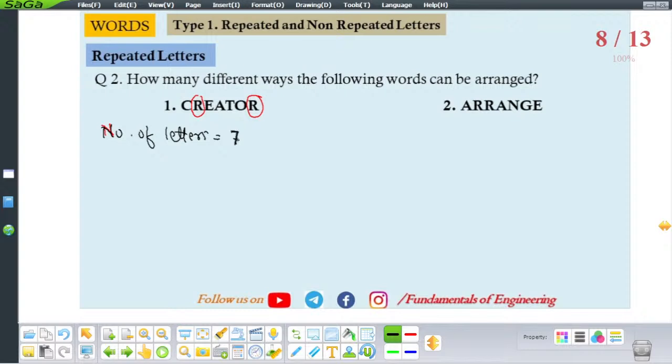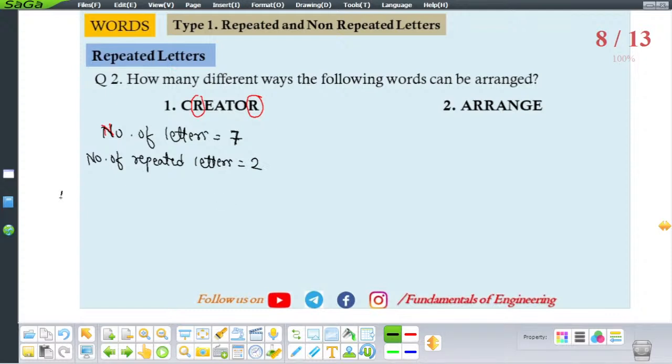7 letters are there. Now what you have to do? Again you have to count the number of repeated letters. So how many times is it repeated? How many times is the R repeated? 2 times.